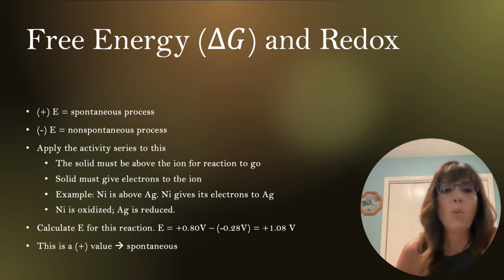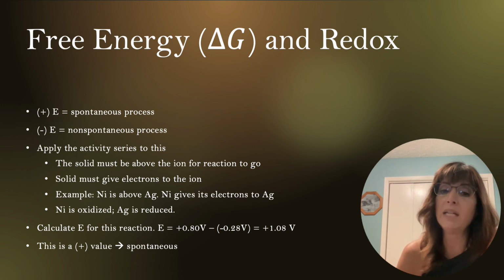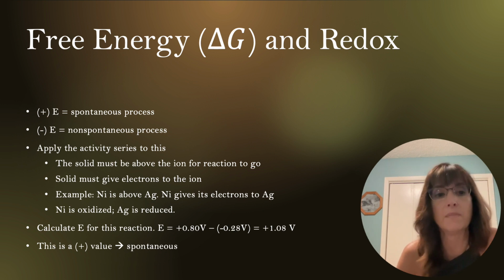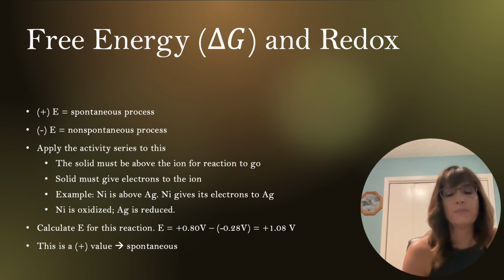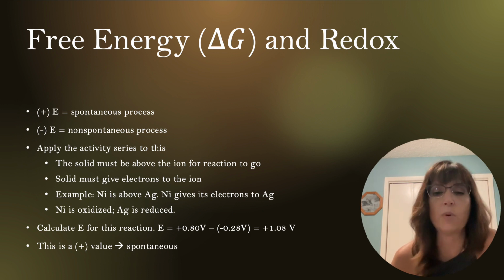So believe it or not, we can relate all of these things to delta G, free energy. When E is positive, it's a spontaneous process. It happens. If you calculate E and it's negative, it's not spontaneous. This is not going to result in a battery. And you want to apply the activity series to figure this out. And again, you can also look at the reduction potentials I explained on the side before. But what if you just have the activity series?